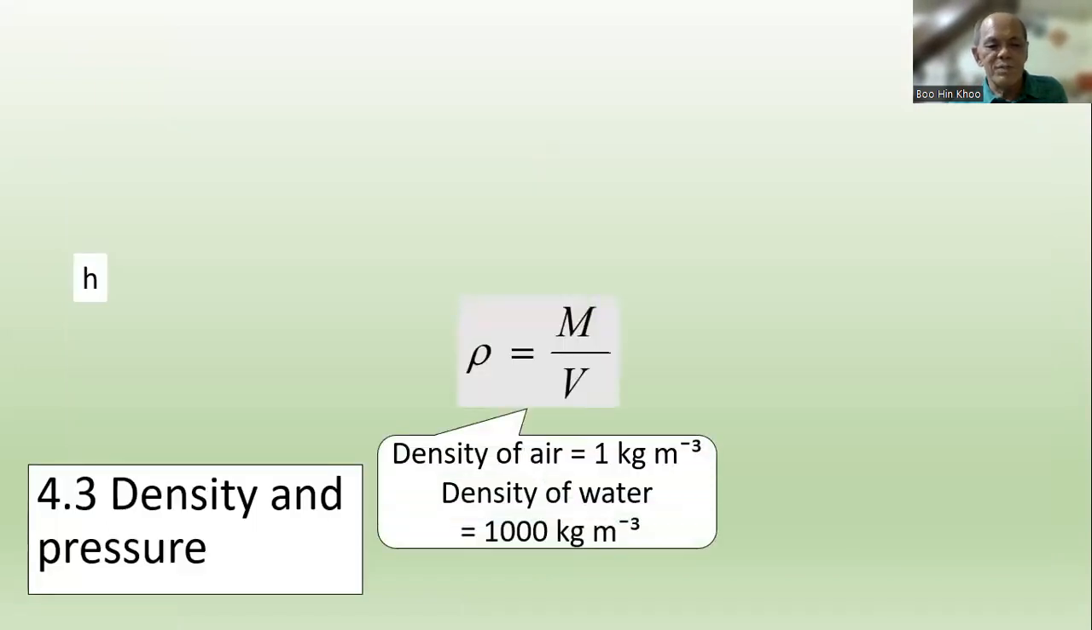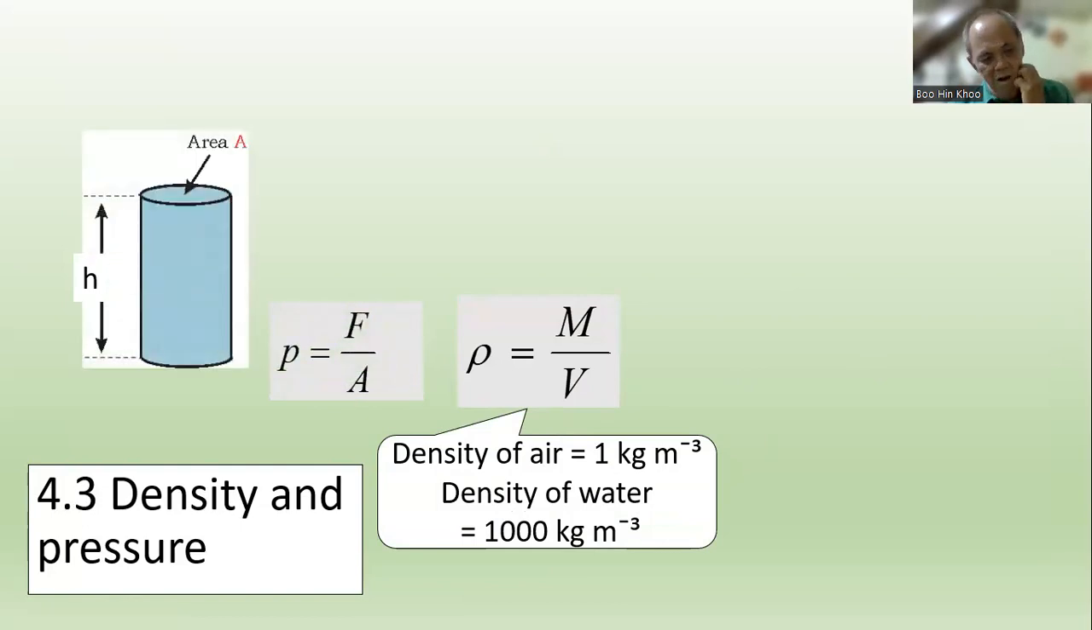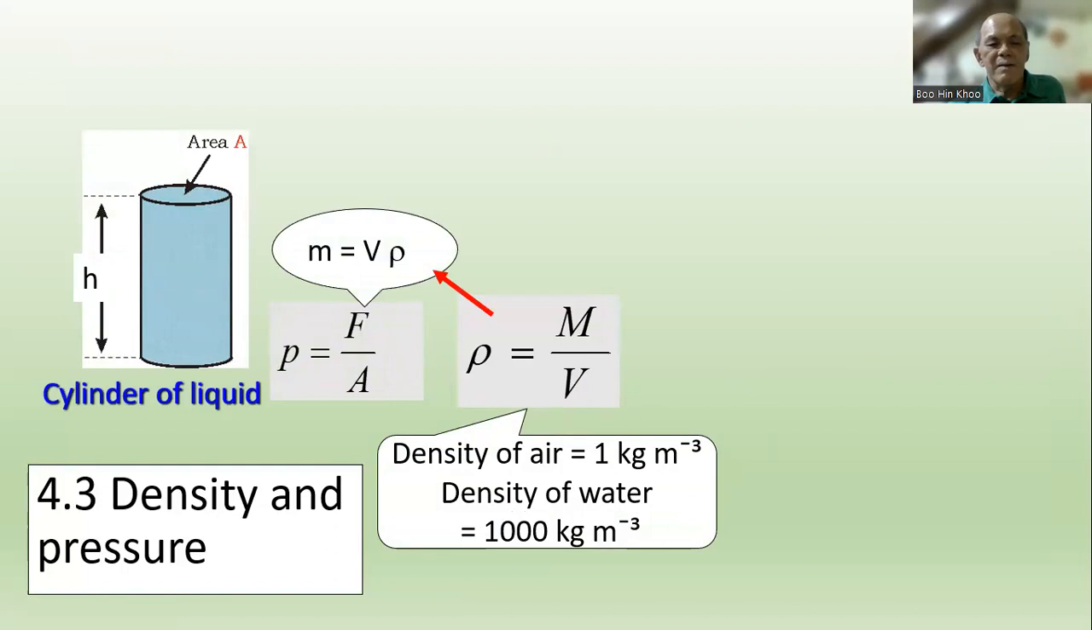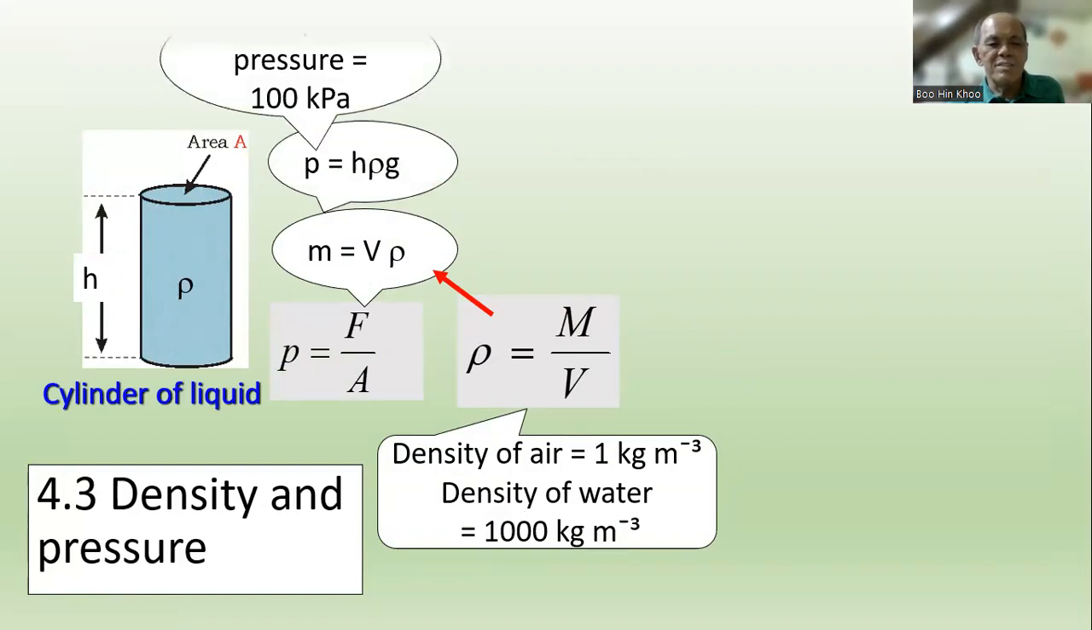That one summarizes what we have studied. Density of air, density of water, pressure of a column or cylinder of liquid. From the definition of density, we can get mass as volume times density. Place it inside here, and we get H rho g.